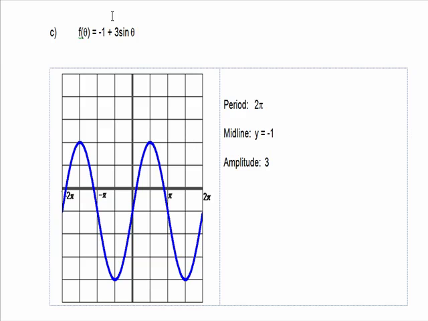You might notice looking at this equation, you might say, hey, is that this -1? And in fact it is. I can actually read off the midline in this particular format, so I can read off that it would be y equals -1. Just like I could read off the amplitude as the coefficient on the sine, made positive, which it already is, so my amplitude is 3.